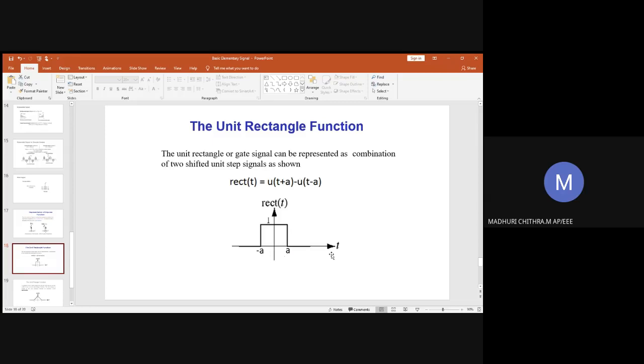What about the unit rectangle impulse? You don't need to gain much knowledge about these topics, since the unit rectangle is very important for the EC department. The unit rectangle or gate signal is normally represented as two shifted unit step signals. Rectangle of t equals u of t plus a minus u of t minus a.